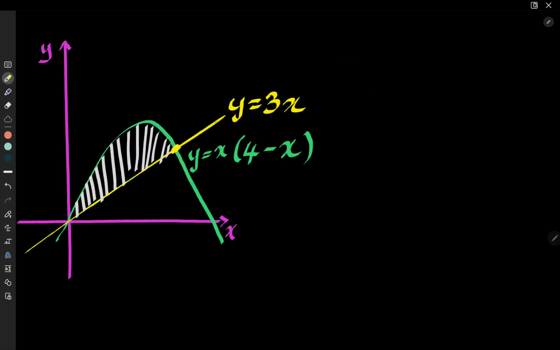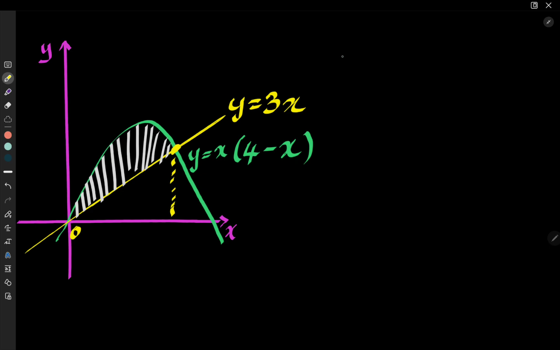Now, in this example, we are asked to determine the area of the shaded region that is shaded in white. So to do that, we do exactly what we discussed in the previous example. We want to find this point of intersection first, so that we determine this x coordinate. Then we do the definite integral of x(4 − x) minus the definite integral of 3x, with the limits from 0 to whatever the value of x will be. So before we do that, we need to find that point of intersection.